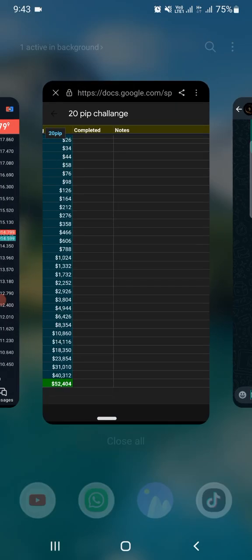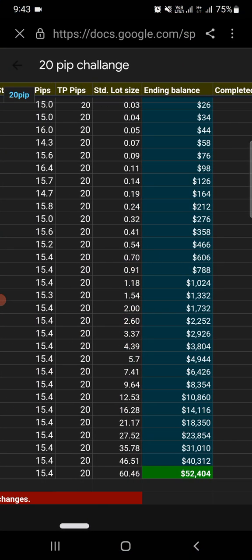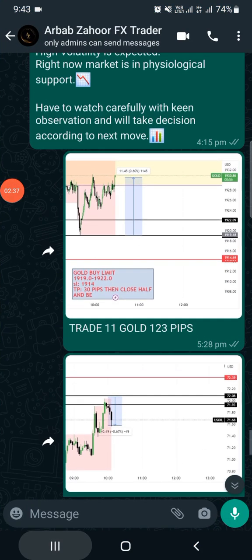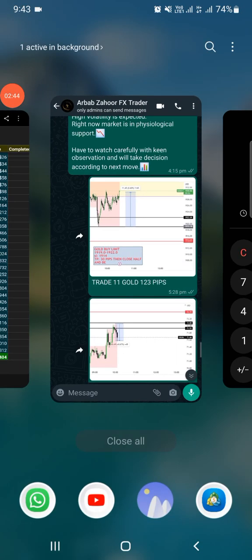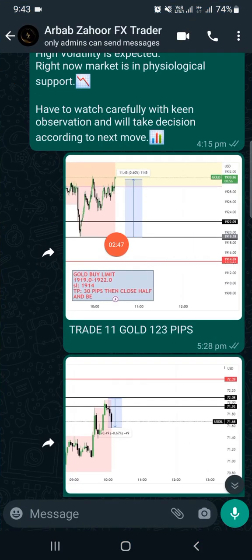For example, you are using this sheet, or you are using your own money, or you have $1,000, $5,000, I don't know. You will take this sheet and apply it with $20 on my strategy. Go to 0.03 and go to the calculator. 0.03 divided by 3, you have 0.01 lot size. You have to apply it on the first level, the mid level, and the last level, with SL and profit. Sometimes SL is 20 pips, so you do accordingly.